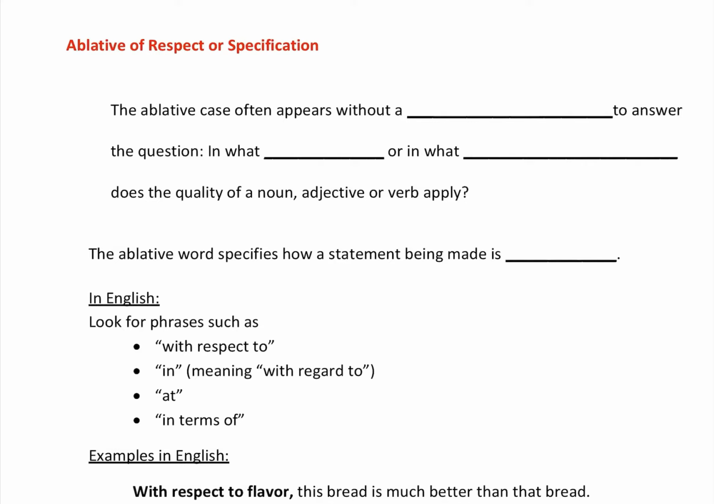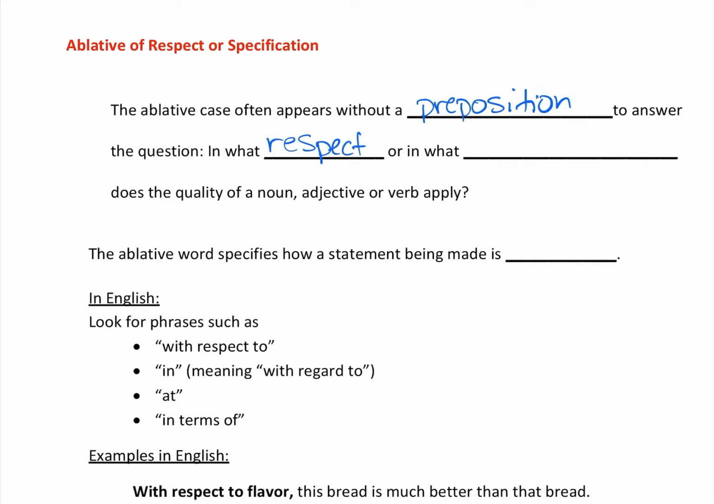All right, so the ablative of respect or specification. Now, it could either be called an ablative of respect or an ablative of specification. I'm giving you both terms just because every Latin dictionary or textbook will refer to them a little bit differently. So this is another case of the ablative case appearing without a preposition, to answer the question, in what respect?